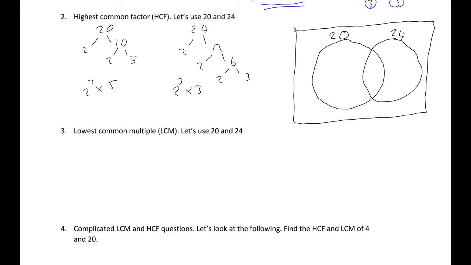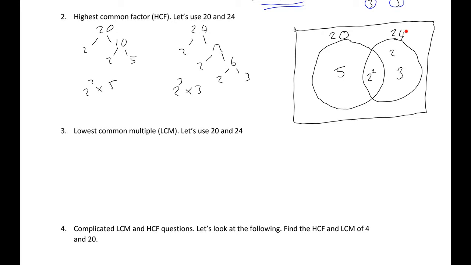Both of them have 2 times 2, or 2 squared. So in the bit which is inside both the circles, we put 2 squared, because 2 squared is needed in here and 2 squared is needed in here. What's left in 20 is 5. 24 doesn't need it, so it sits out in this bit, because 20 needs it, but 24 doesn't. And 24 needs another 2, which 20 doesn't need. It also needs its 3.